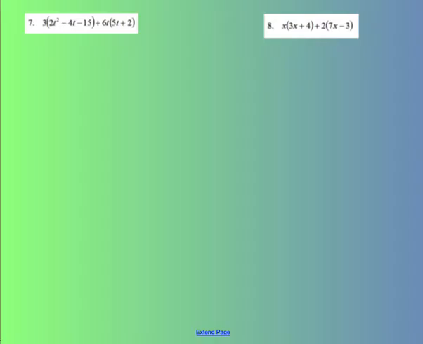Let's take a look at number 7. So for number 7, we're going to take this 3 and we're going to distribute it in. 3 times 2 is 6t squared. 3 times a negative 4 is a negative 12t. 3 times a negative 15 is going to be a negative 45.